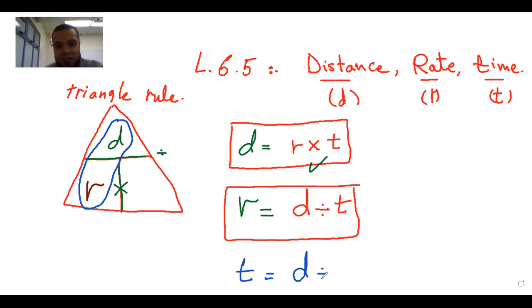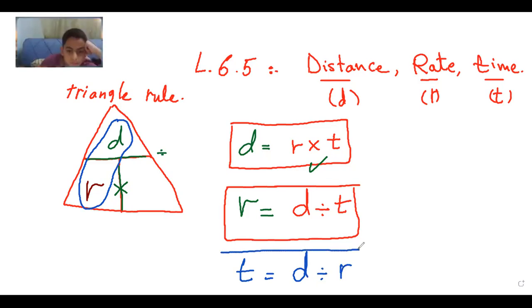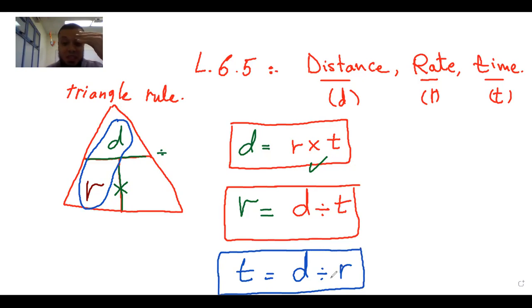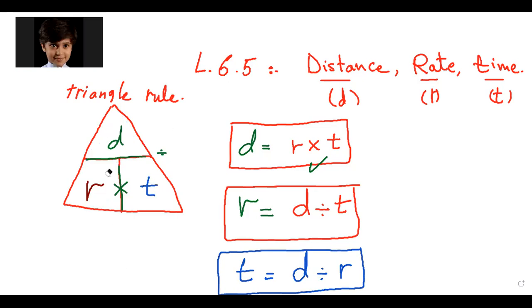D divided by the rate R. Divide by R. So this is the third formula for finding the time T. Please write this in your notebook quickly. Yes, sir, I write. Okay, so don't forget this triangle rule, never ever. It helps you to find any of these parts.